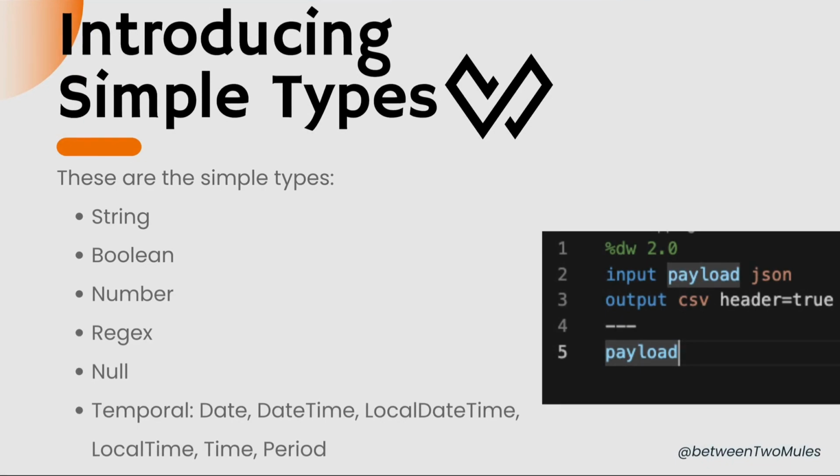So what does a simple type entail? These can be string, boolean, number, regex, null, and temporal. Temporal can be of different kinds: date, date time, local date time, local time, time, and period.